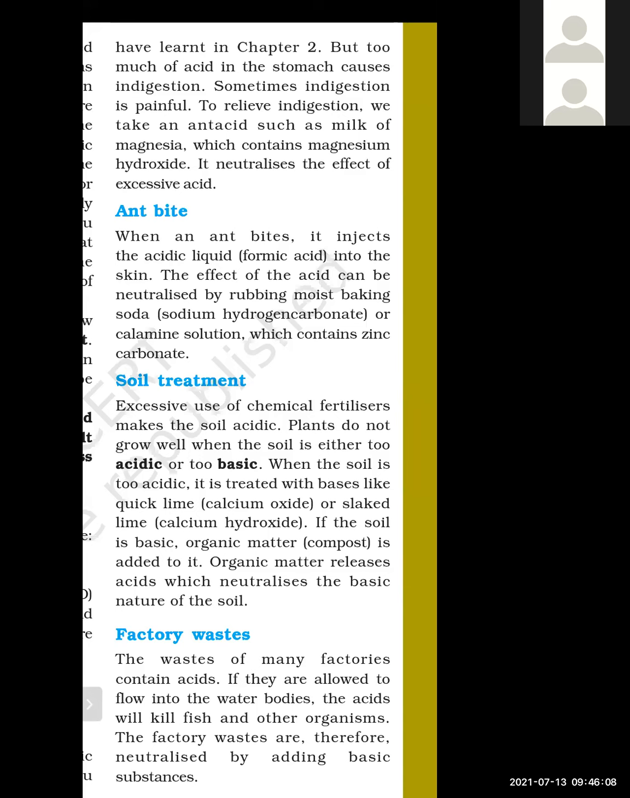So this is an example of neutralization. In our day-to-day life, there are so many examples where we can apply this neutralization reaction. This neutralization is very beneficial to us. Like in case of indigestion, when we are having some acidity, if we are not having milk of magnesia, we can purchase an eno pouch.